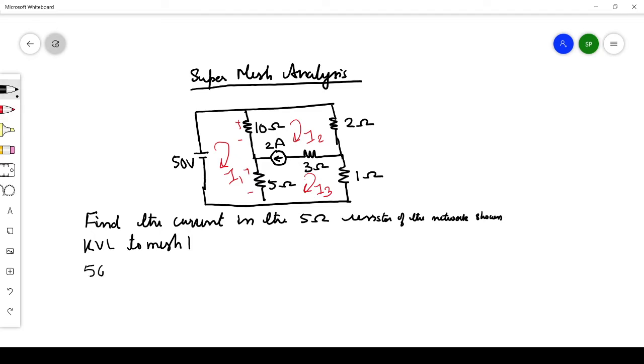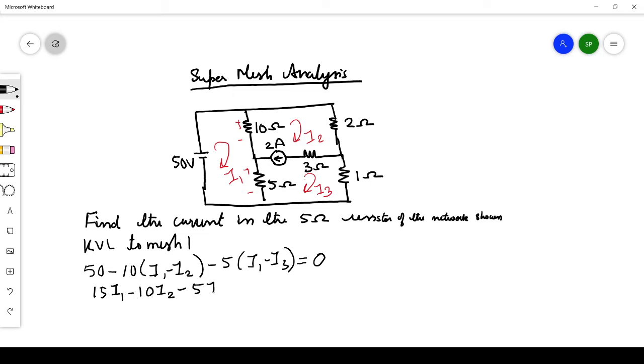So 50 minus the voltage drop across the 10 ohm. The currents I1 and I2 are passing through the 10 ohm, so the drop across the 10 ohm will be the difference of I1 and I2, because they flow in opposite directions through the 10 ohm. So minus 10 into (I1 minus I2). Then you have the other resistance, 5 ohm. What is the current flowing through this 5 ohm? It is the difference between I1 and I3. So minus 5 into (I1 minus I3). This is the equation for the first mesh. When you simplify this equation, we get 15I1 minus 10I2 minus 5I3 is equal to 0. This is equation number 1.